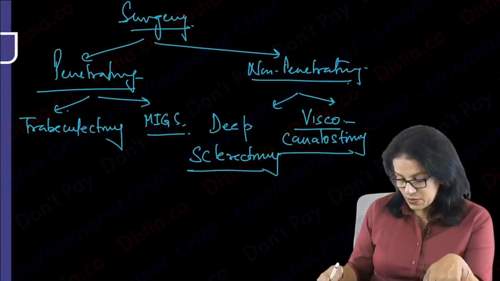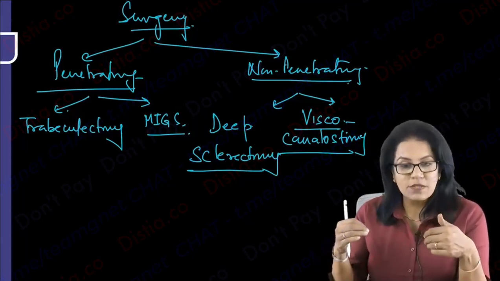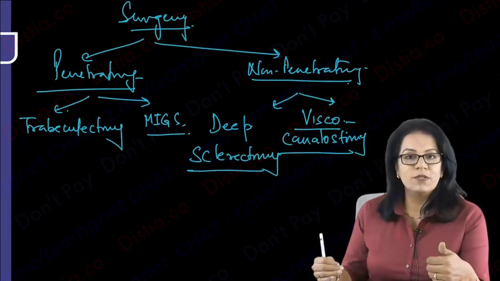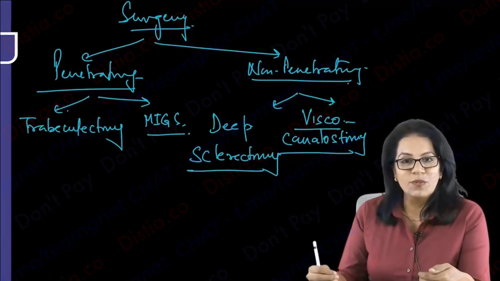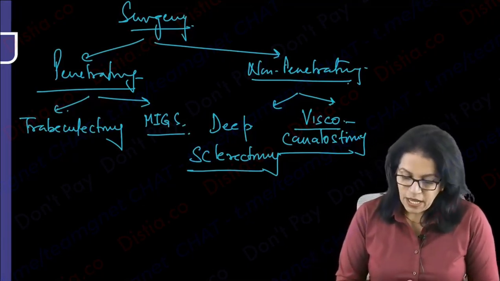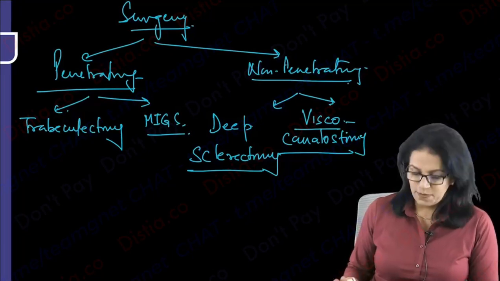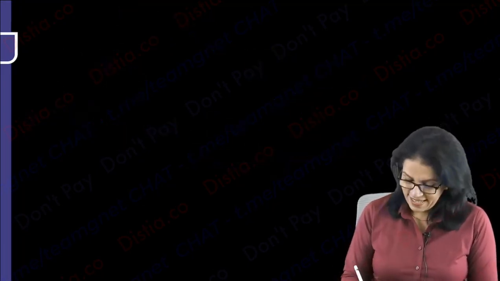Next question that they have asked you is more about trabeculectomy. But yes, we have to know everything. So for non-penetrating, know the names: viscocanalostomy, where you're dilating the Schlemm's canal through the viscoelastics, or deep sclerectomy. Okay? Once we know this, we next talk about trabeculectomy. What is trabeculectomy? Very simple.